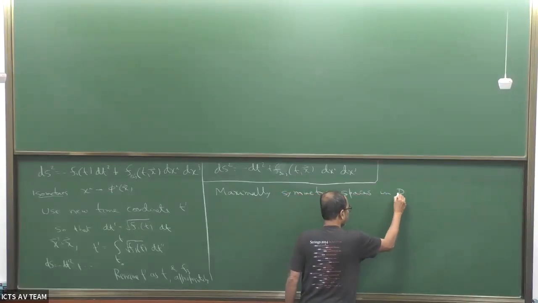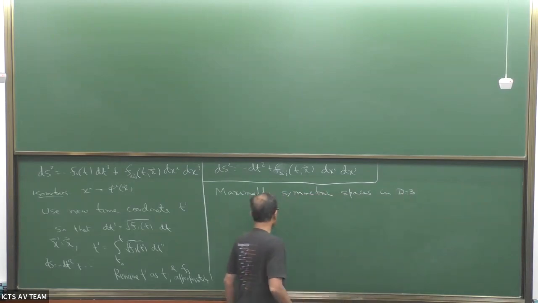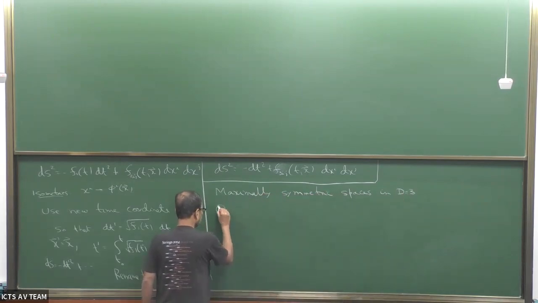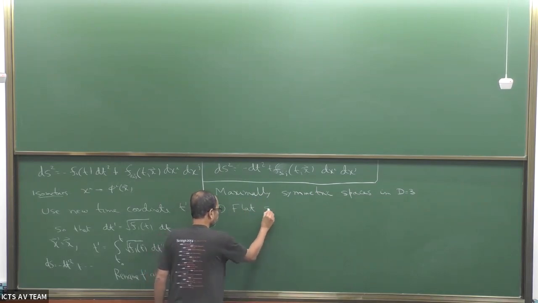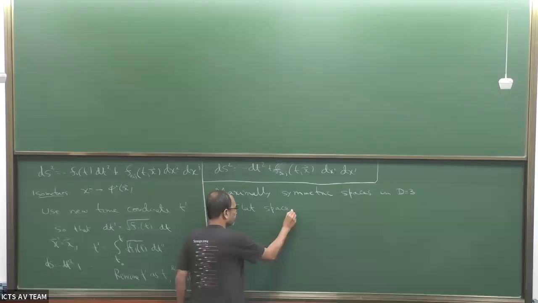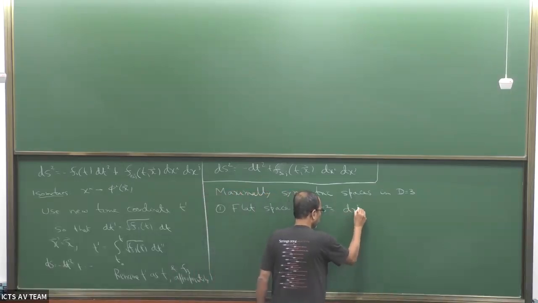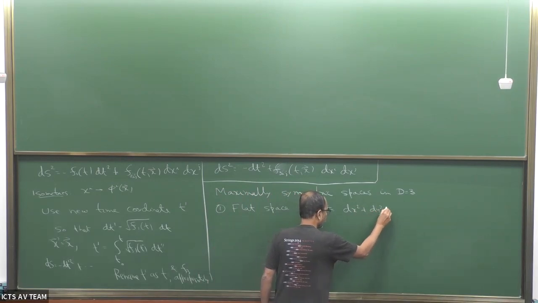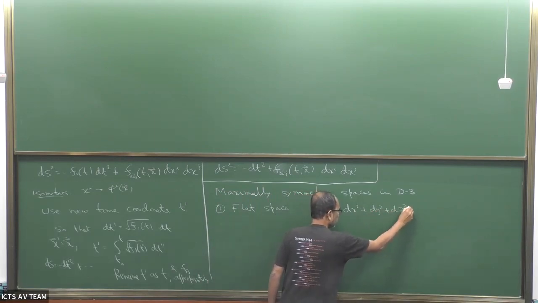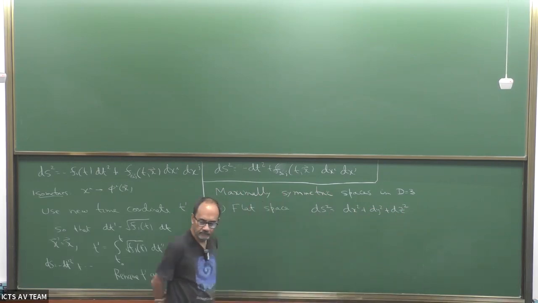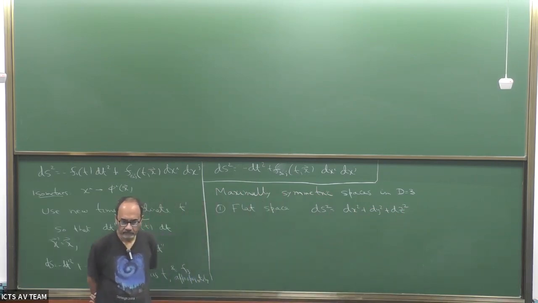In 3 dimensions. The first one is just flat space. Okay, the metric is dx square plus dy square plus dz square. This one is clearly homogeneous and isotropic, right? You can just translate and you can rotate.